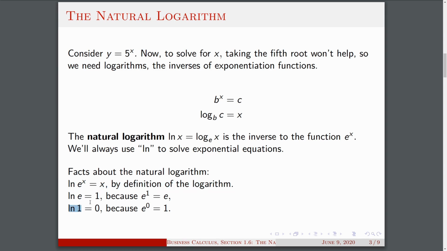Why is ln of 1 equal to 0? Because this is asking for the exponent that you need to raise e to get 1. What exponent do you raise e to get 1? The power of 0. Anything to the power of 0 is 1. That is also true in the case of e, because e is a number. All right? So ln of 1 is 0, ln of e is 1, ln of e to the x is just x. All right, good.